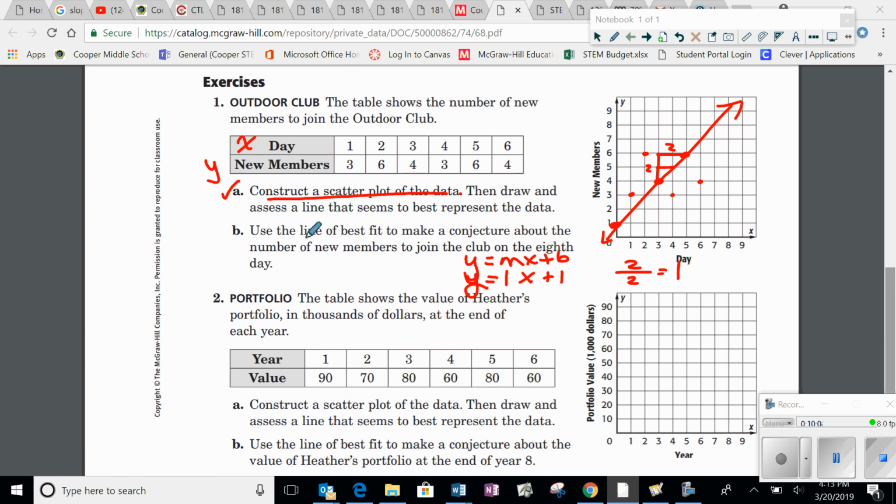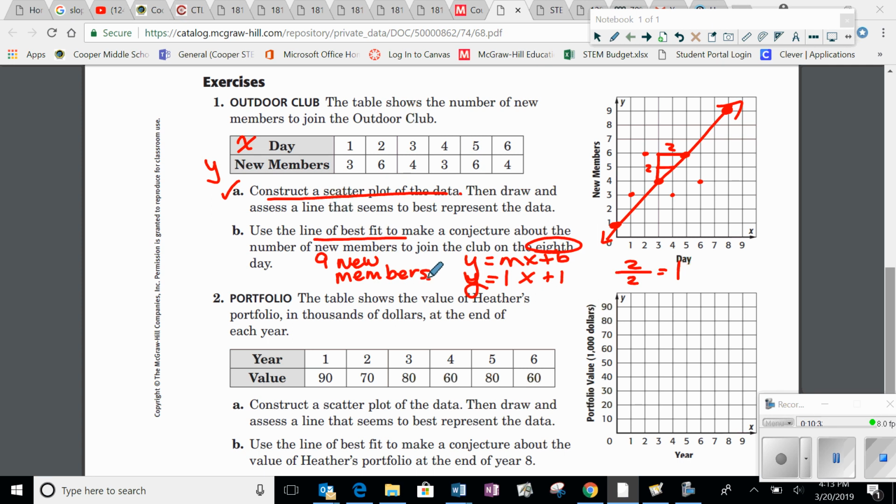Now we need to go to part B. Using the line, make a prediction for the number of members to join on the 8th day. So I'm going to look at 8 days. For 8 days, I'm going to move over to days, and I'm going to go up to find my line, and it looks like it's going to be about 9 members. So 9 new members.